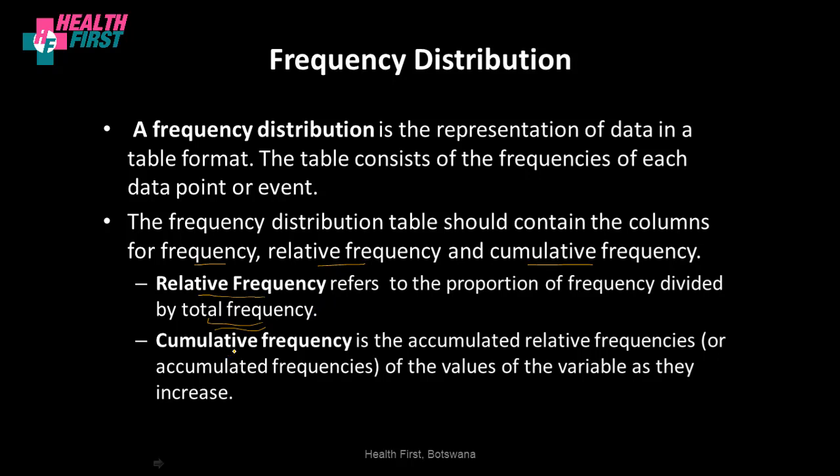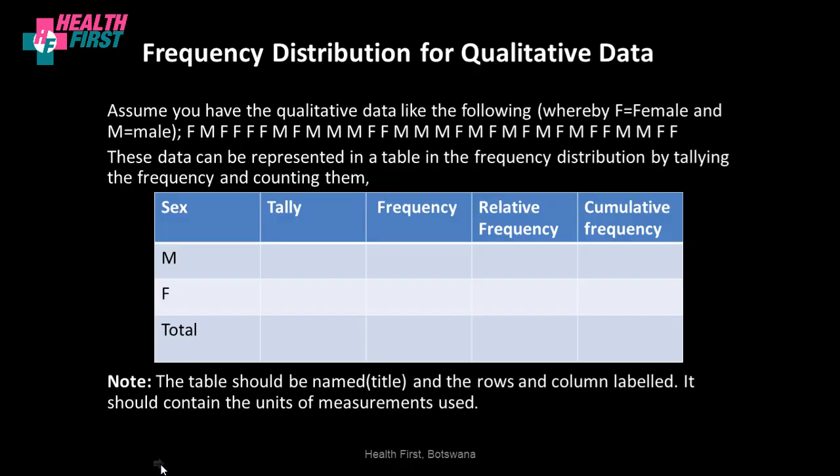Cumulative frequency is basically the accumulated frequencies of the values of the variable as they increase. Again, this will also make sense when it's presented as an example in the next few slides. This table here is basically what we would call a frequency distribution table. Remember, I said at minimum it would have the frequency, the relative frequency, and the cumulative frequency. Since we are doing things the old way, manually, we get an idea of the principles and the concepts behind the statistical packages that we use these days.